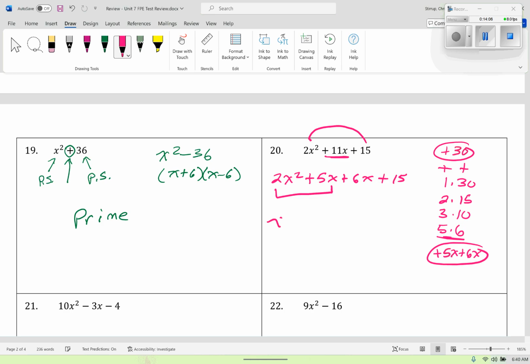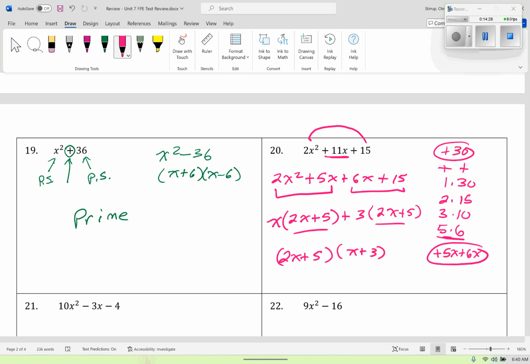I can factor an x out of both of those, and that's going to leave me 2x plus 5. The middle plus comes down. If I factor a 3 out of both of those, because 3 goes into 6 and 3 goes into 15, that's going to leave me 2x plus 5. These are the same. That's what you want. That's going to be the first set of parentheses. And then x plus 3 is the other one, because that's what we have left.